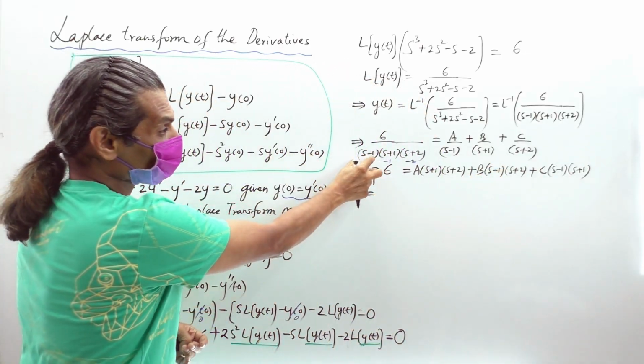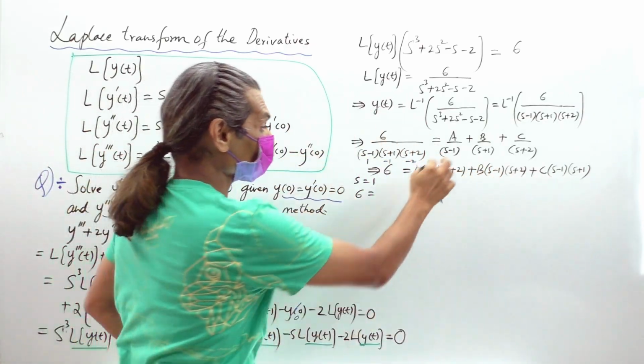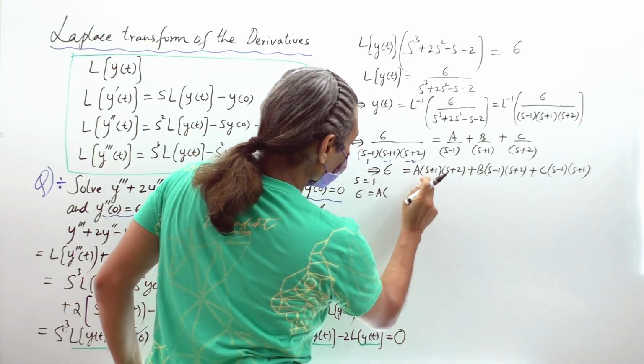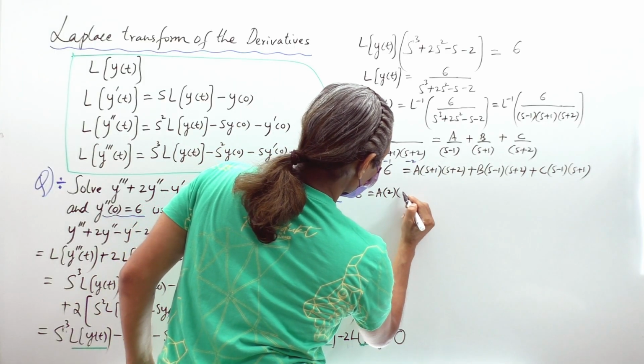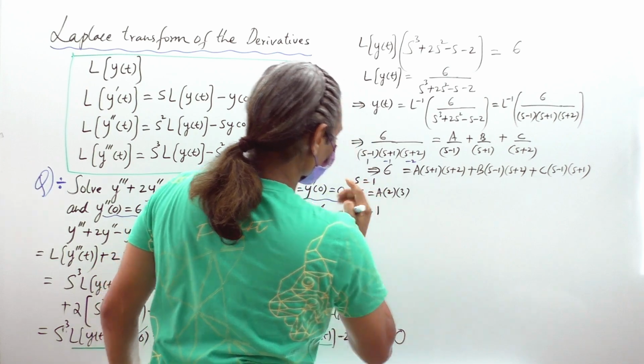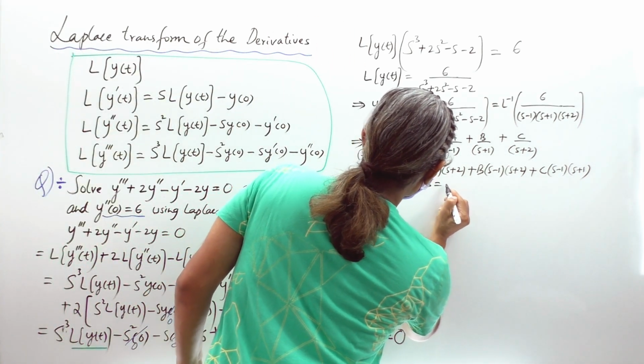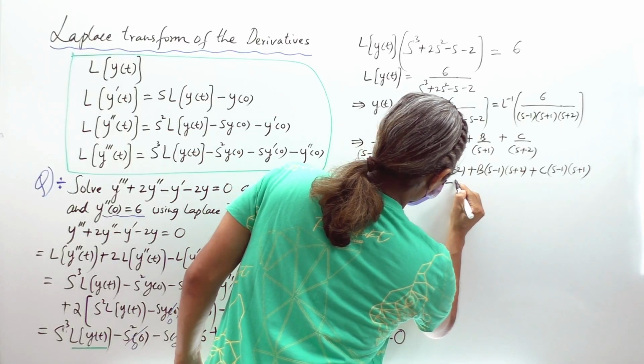How? Put s equal to 1 here. So 1 minus 1, 1 minus 1, 0. The terms cancel. What remains? A into 1 plus 1, 2, and 2 into 3. That means A equals 1. Simple. Next, I'll put s equal to minus 1.